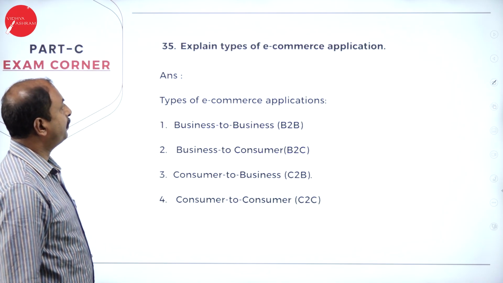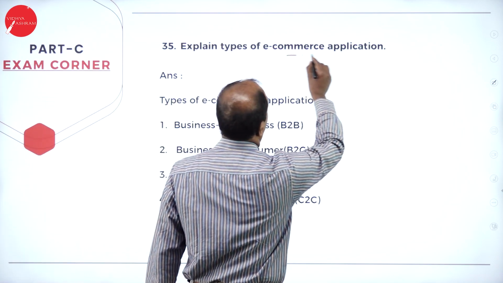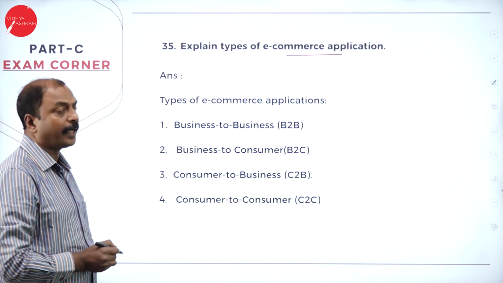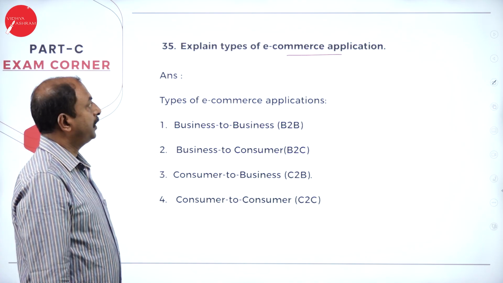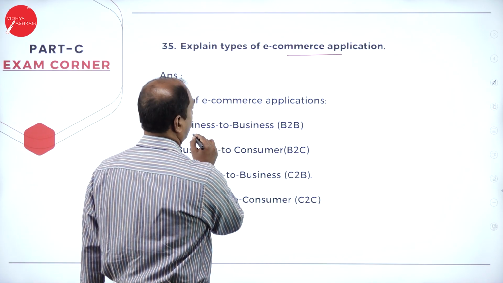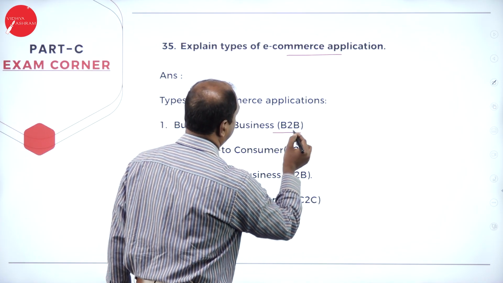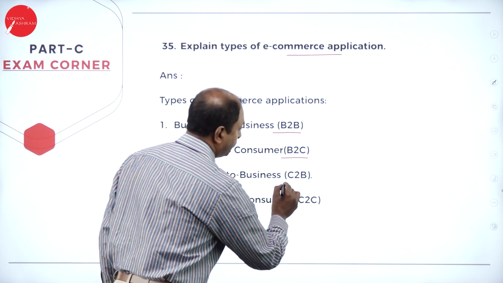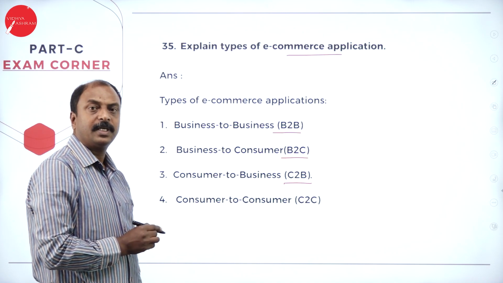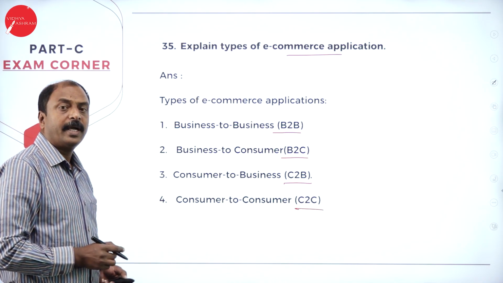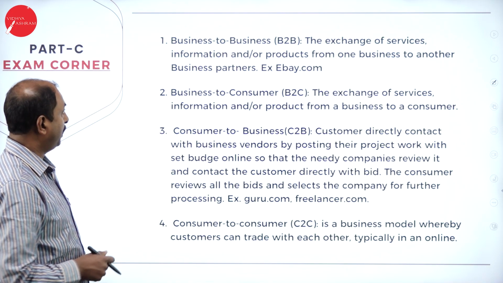Next one is explain types of e-commerce applications. So this is a 3 marks question. You have to explain any 3 types of e-commerce application. So there are 4 types, that is B2B, business to business, B2C, business to consumer, C2B, consumer to business, and consumer to consumer. These are the 4 types, and you have to explain any 3.